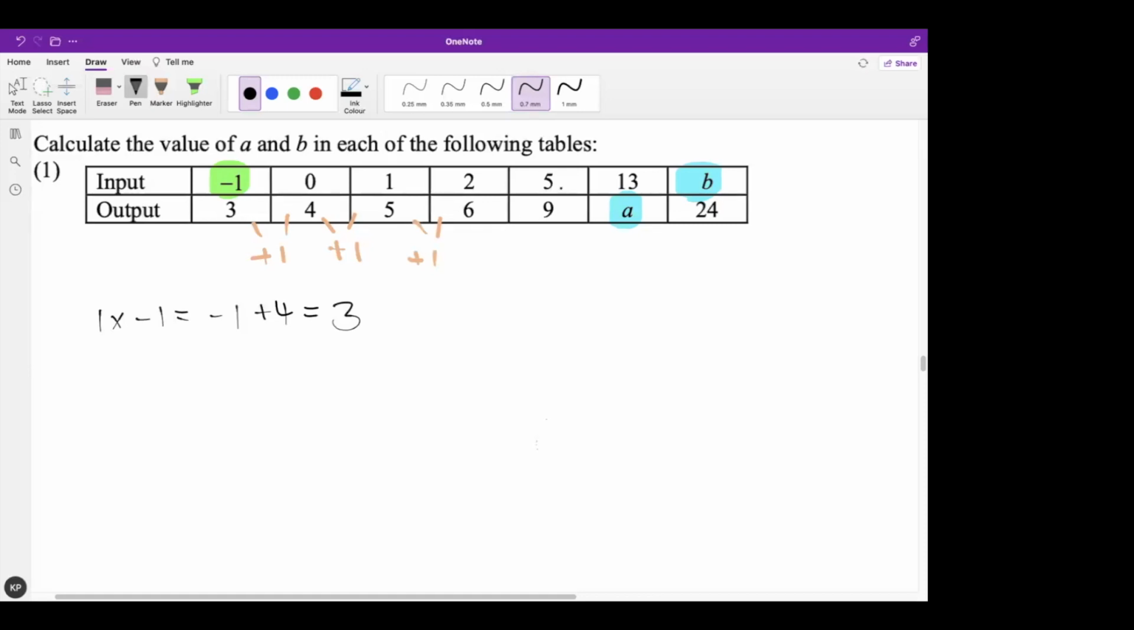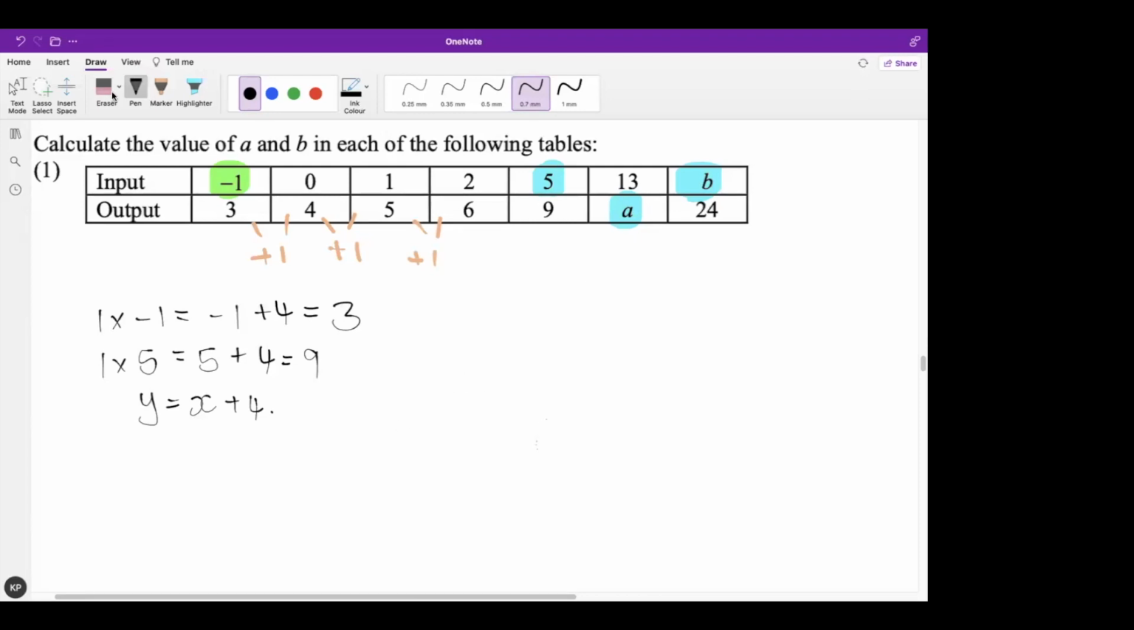Let's test it with another one. Let's test it with 5. 1 times 5, that's going to give me 5. And if I add 4, that's going to give me 9. Is that my desired result? If I use an input of 5, is 9 my desired result? Yes. So what is the rule? Y equals, nice, 1x or just x plus 4.